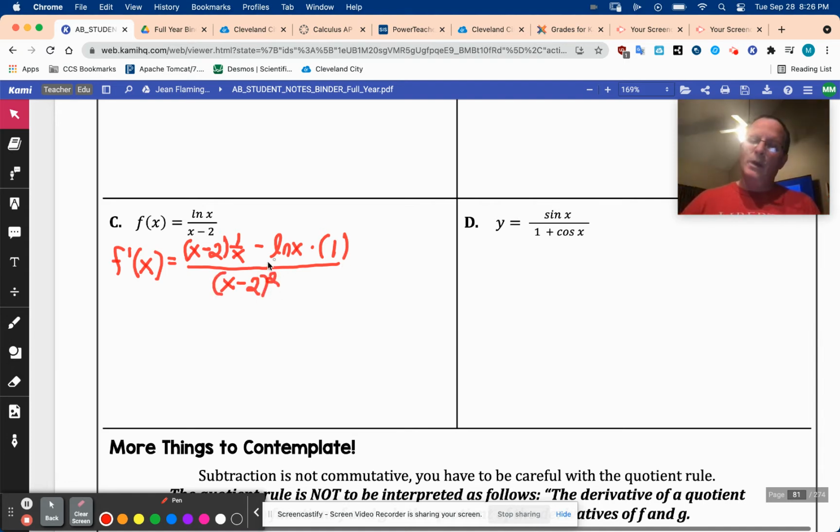All right, so we got to clean that up a little bit. We can't leave a fraction in a fraction like that. So what I think I'm going to do is just think of this as, so this equals, we're going to have 1 over x times x is 1 minus 2 over x, okay, minus the natural log of x over x minus 2 squared.